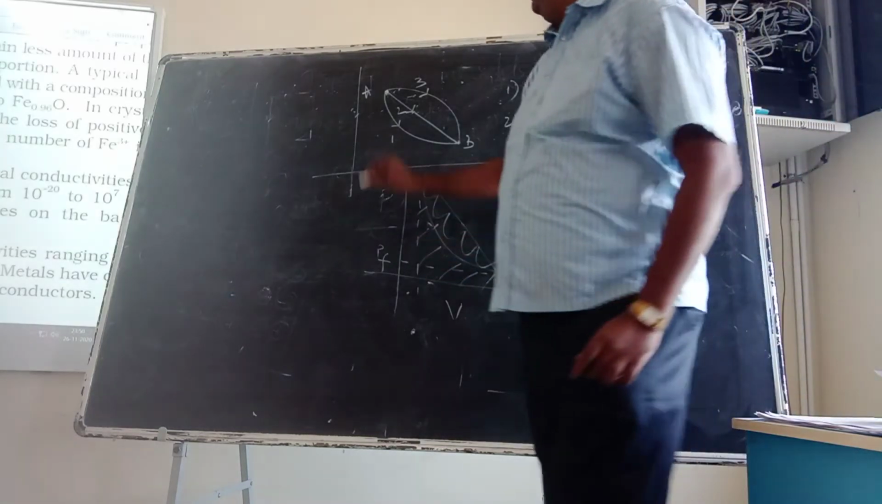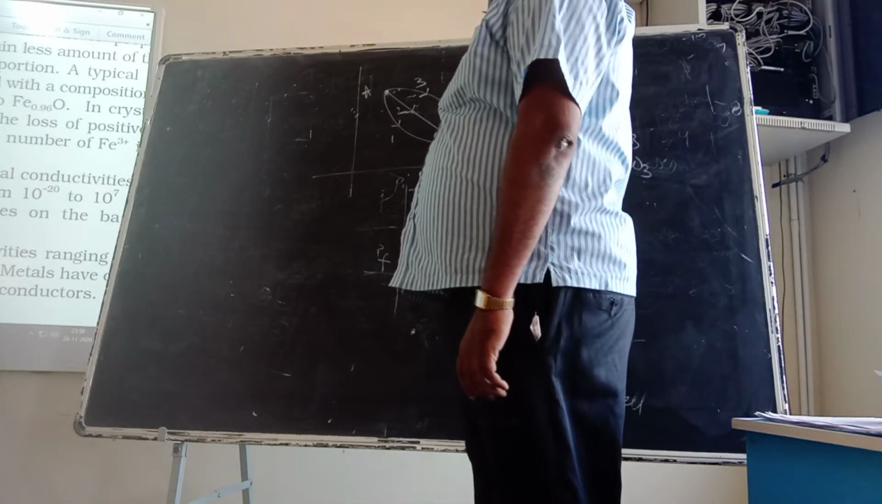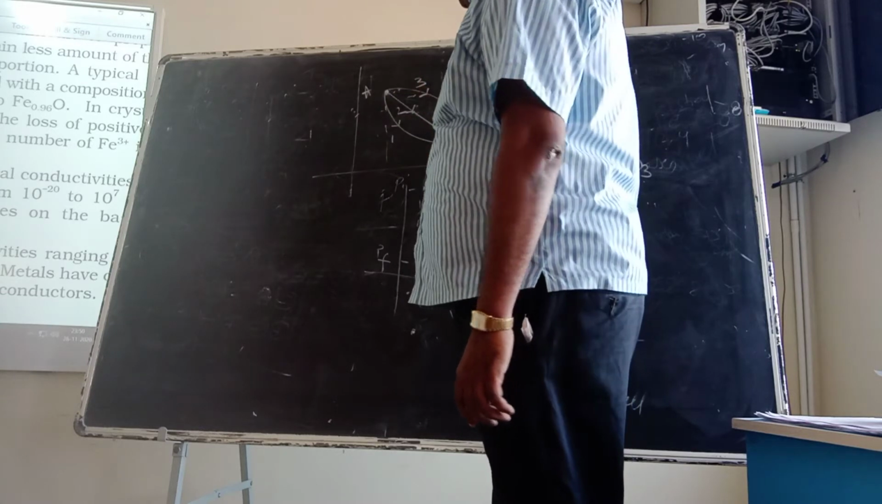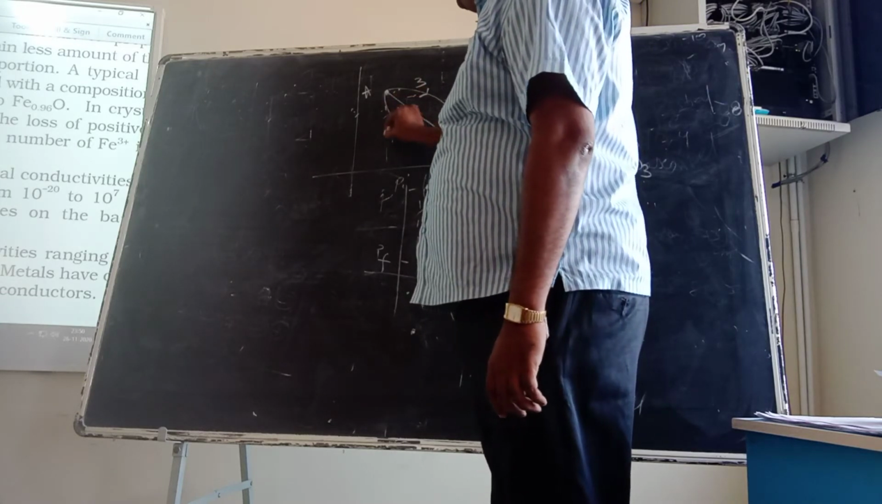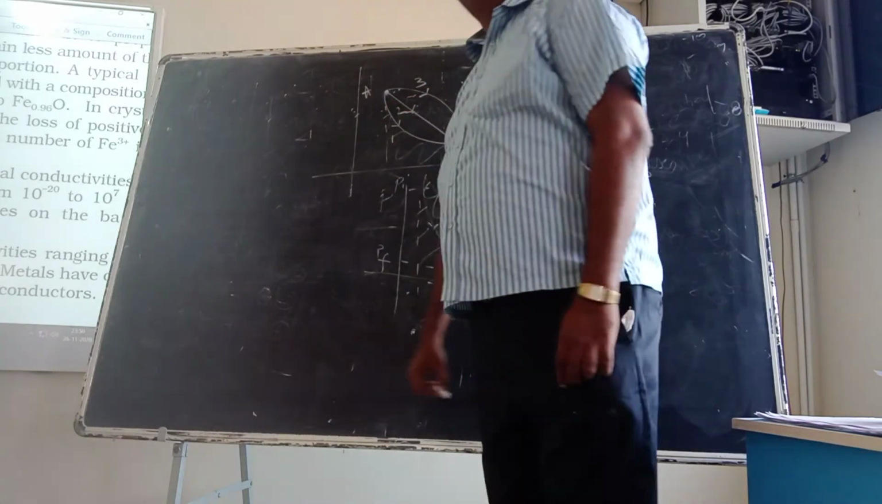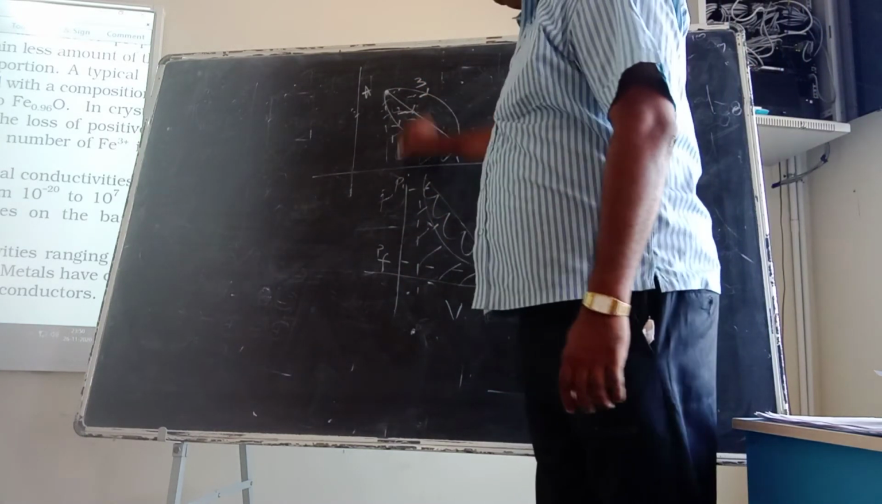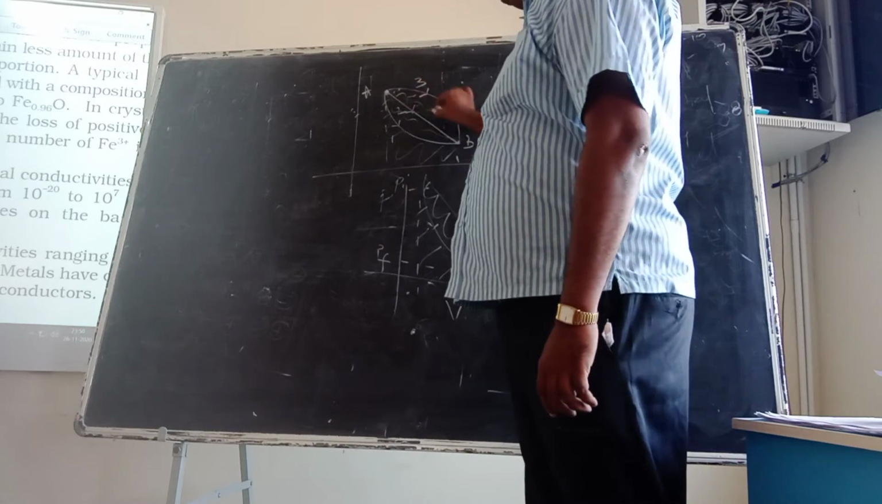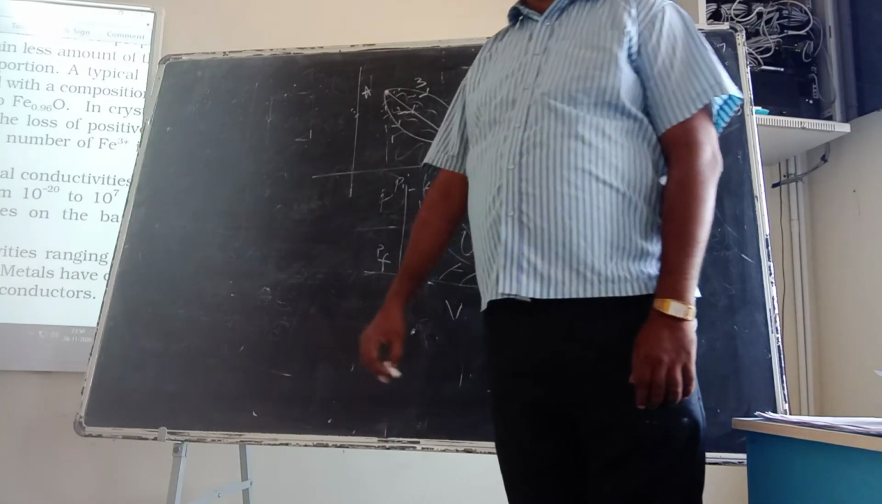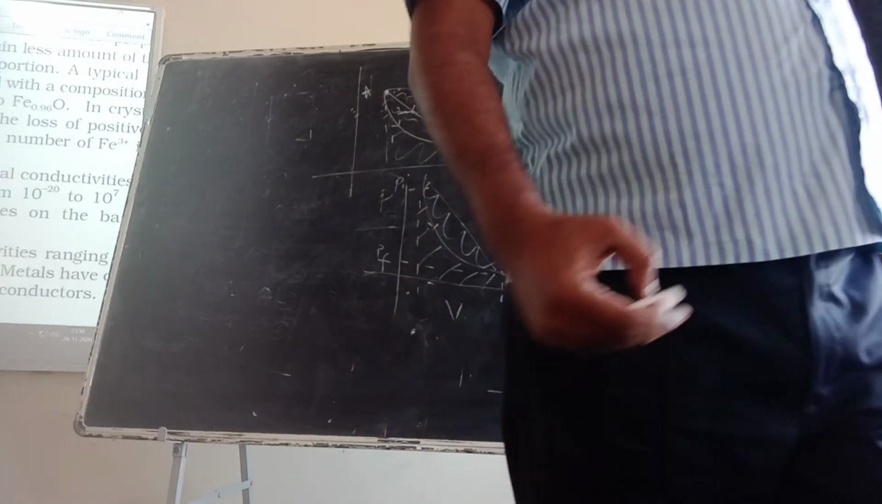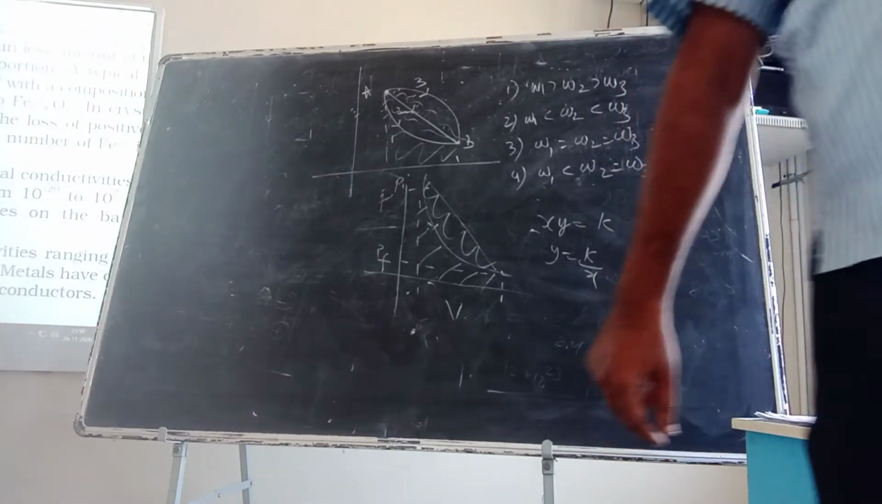Okay. For path 1, what is the area? Draw the perpendicular. This is the area. Path 2, this plus this. And path 3, the whole. So what is the answer? Option?